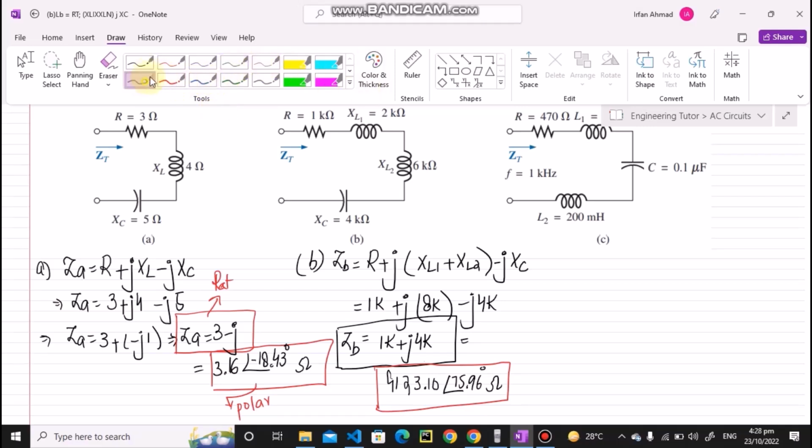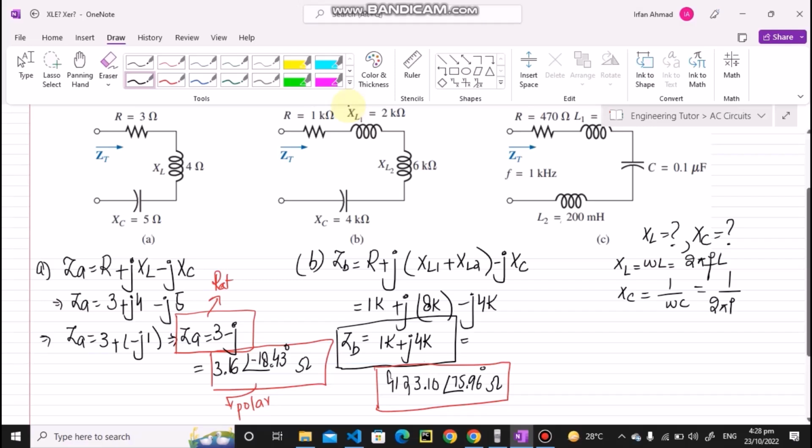Similarly, in calculating the values for this circuit, we can very clearly see that the capacitances and inductances are given, and we don't have any values for XL and XC. So first of all, we have to calculate these values. We know that XL is omega L, which is 2 pi f L, and XC is 1 over omega C, which is 1 over 2 pi f C.